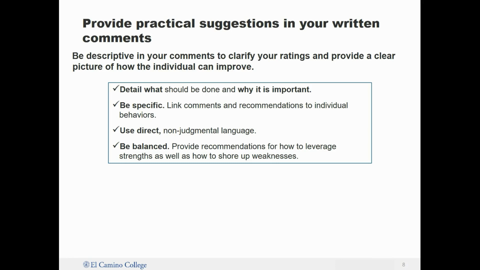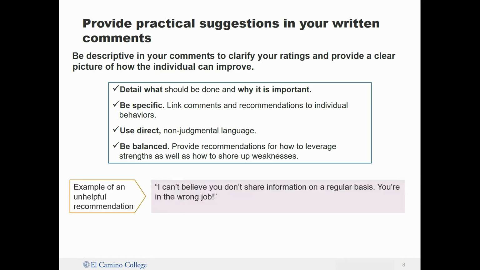Use direct, non-judgmental language. Harsh and loaded words are unhelpful, provide no direction, and cannot be incorporated into a development plan. Be balanced. Provide recommendations for leveraging strengths and shoring up weaknesses. It is important that the person you are evaluating understands how to do both.